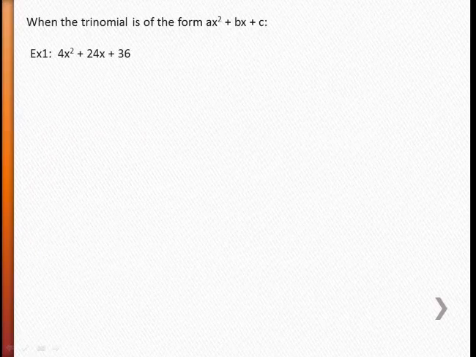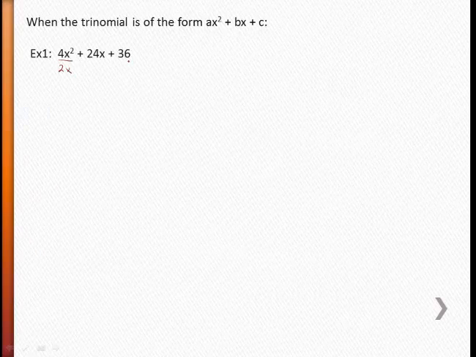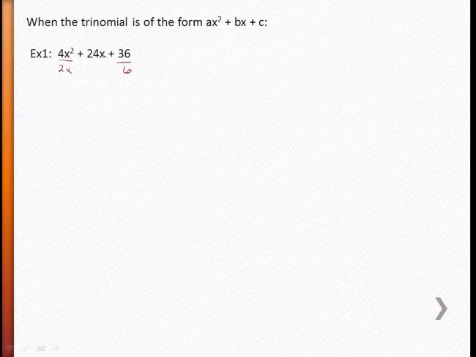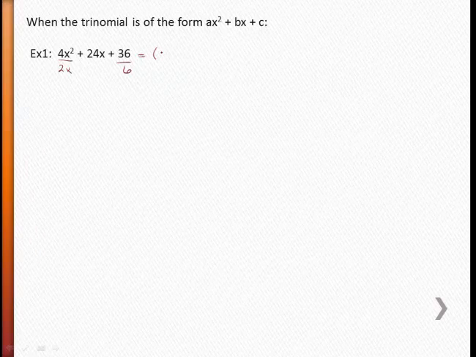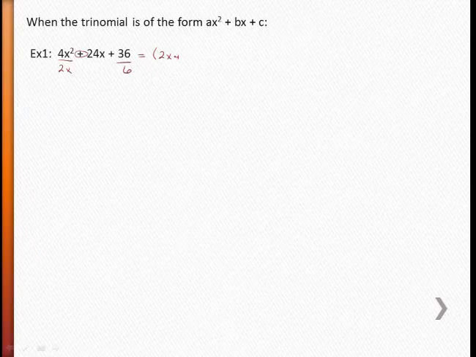If we have a number in front that's a perfect square, that's okay. We still take the square root of it. I do 2 times 6, which is 12, times 2 is 24. It is a perfect square. You always want to double check that. So this will factor to 2x plus 6 squared.